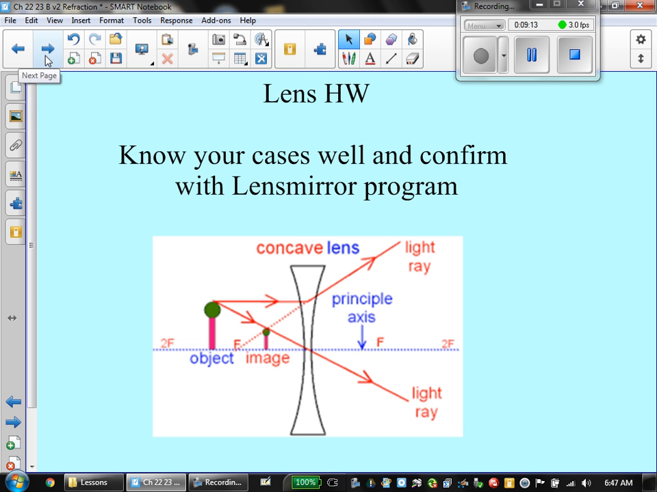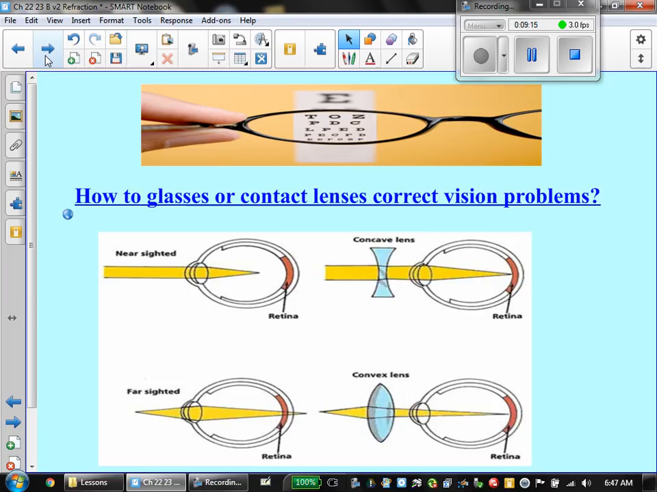Obviously, this gets into how glasses work. Most of you have contacts or glasses, and if you don't have them yet, you eventually probably will. Lenses are used obviously to get the image to form in a proper place. So if you're nearsighted, which some of you may be, the image is forming not on the retina, it's forming before the retina. You put a diverging or a concave lens in there and it actually forms the image on the retina, and then your brain sees it.